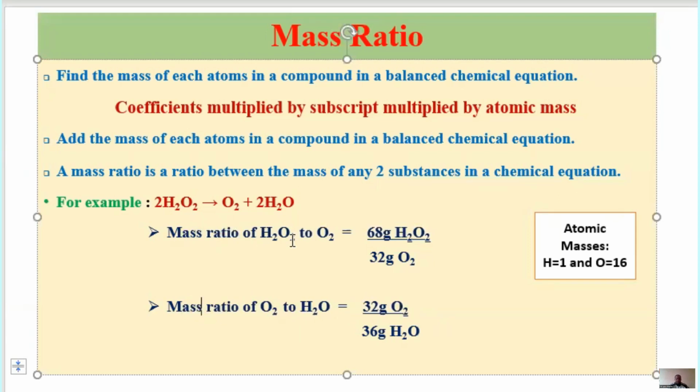The mass ratio of hydrogen peroxide to O2 is 68 grams of hydrogen peroxide divided by what? 32 grams of oxygen. Here, the atomic masses of hydrogen and oxygen are given. The mass ratio of hydrogen peroxide to O2 is 68 over 32. The mass ratio of O2 to H2O is 32 grams over 36. And also you can calculate the mass ratio of O2 to hydrogen peroxide, and vice versa.